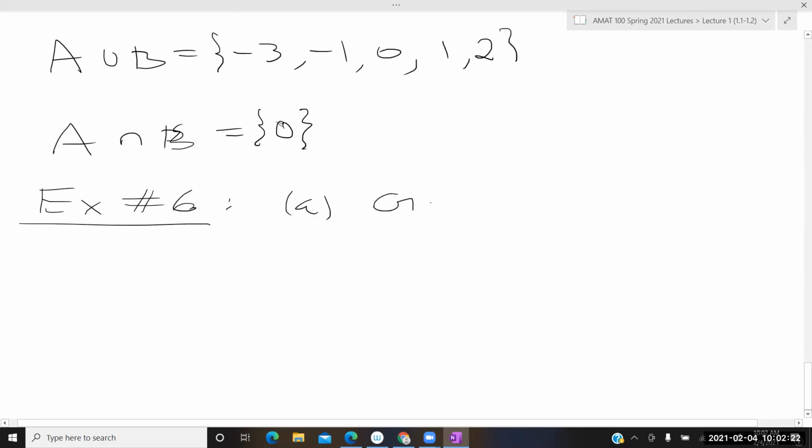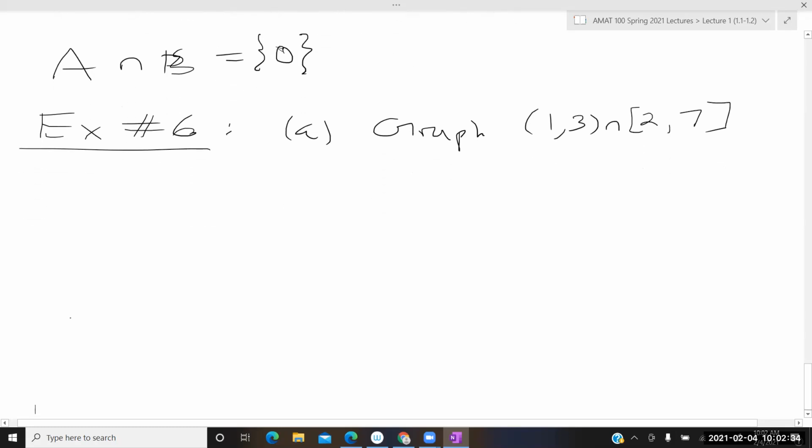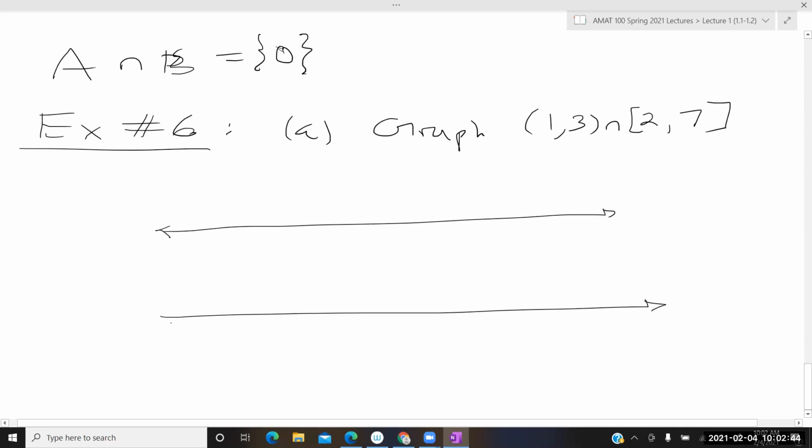We want to graph (1, 3) intersect [2, 7]. So for intersections, we want to find the overlap between these two sets. What I like to do is draw two copies of the real line and place them parallel like so. We have two sets and we're intersecting them, and I'm going to put one set on each line.